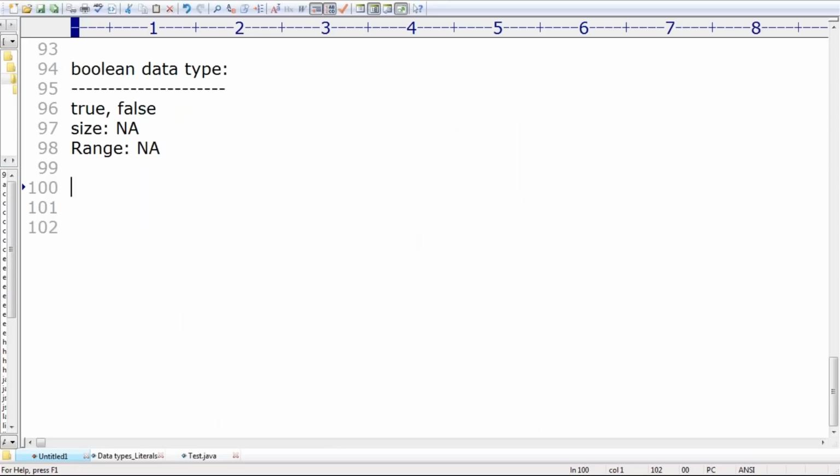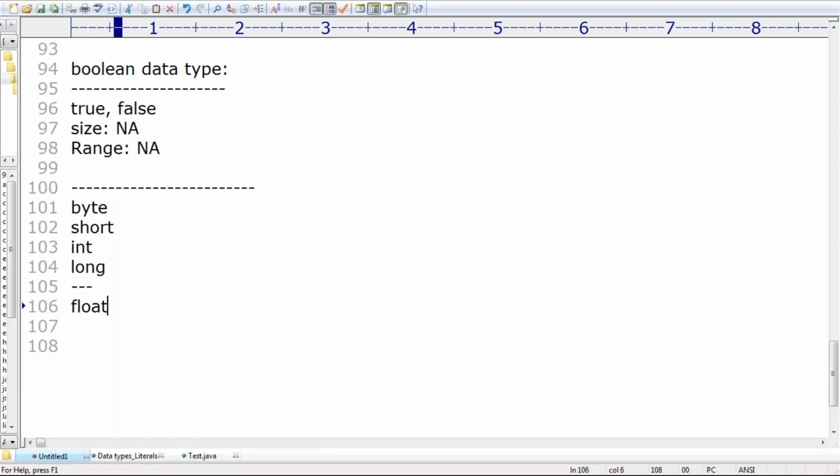Okay, that's all. So now, last point: how many integral data types are there? Byte is there, short is there, int is there, long is there. Okay. How many floating point data types are available? Float, double.